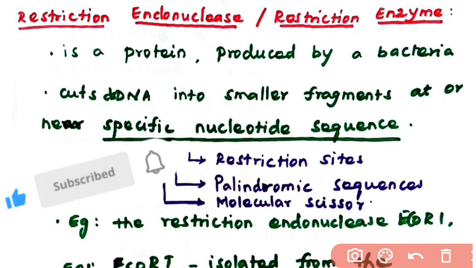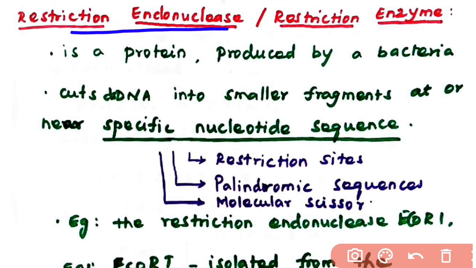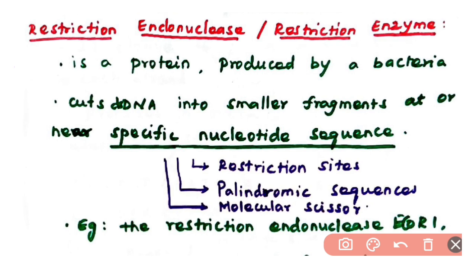In this video, we are going to see in detail about a special enzyme, restriction endonucleases. Restriction endonuclease, also known as restriction enzyme, is a protein which is naturally produced by bacteria. Thousands of restriction enzymes have been identified and isolated from various bacteria. Of these, hundreds of restriction enzymes are commercially available for laboratory use.